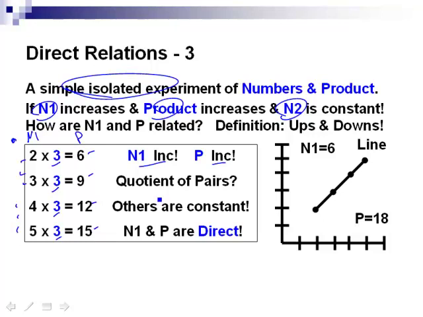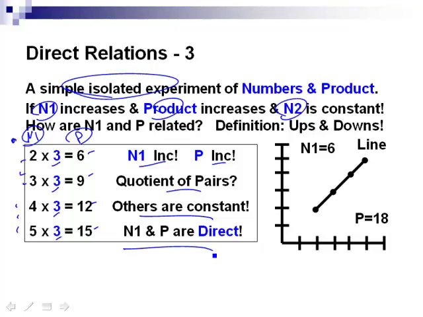Now let's look at the quotient of the pairs of numbers we're investigating. We're investigating number 1 and the product, and that quotient would be 3, 3, 3, 3, or 1/3, 1/3, 1/3, 1/3, whichever way you want to look at it, but the quotient is constant. Hopefully all other things are constant, and in this simple experiment there is nothing else that would impact those numbers. So I'm making a very broad statement here and saying that N1 and P are a direct relationship.